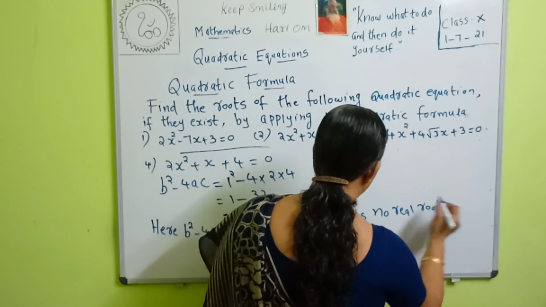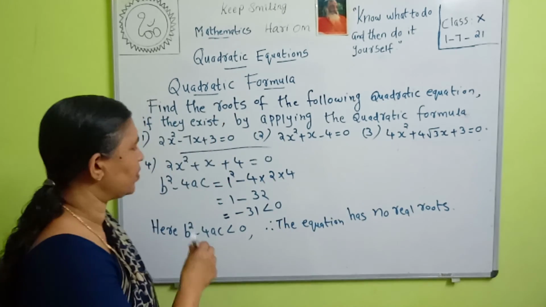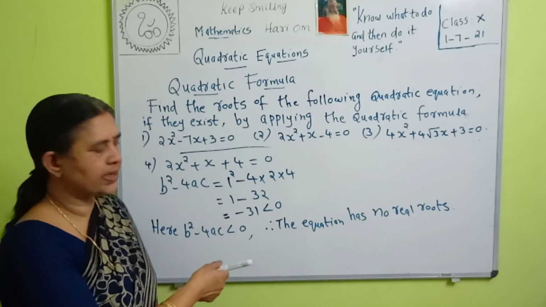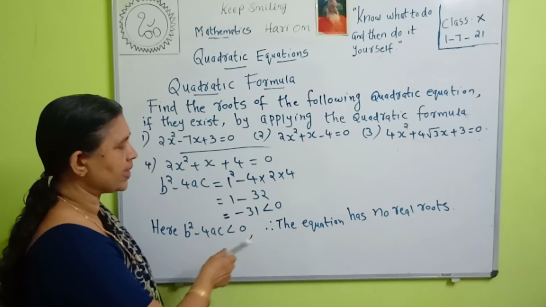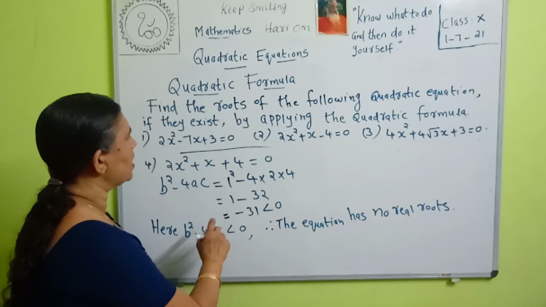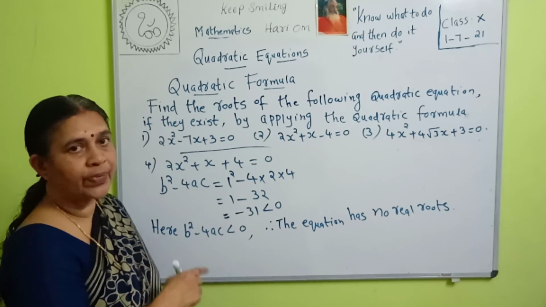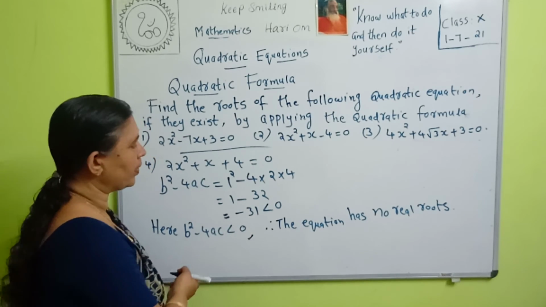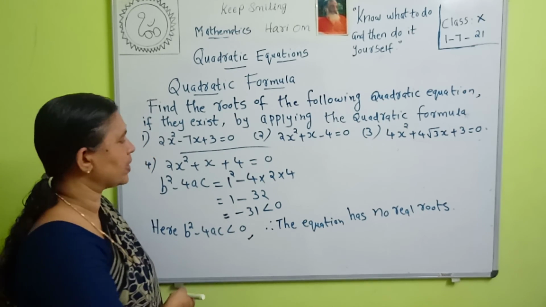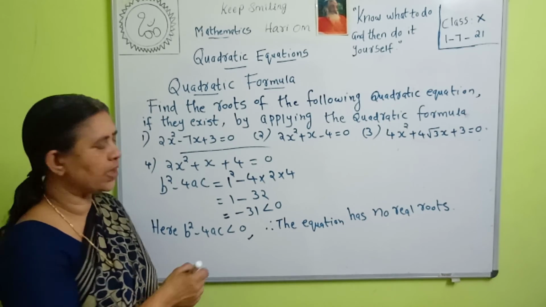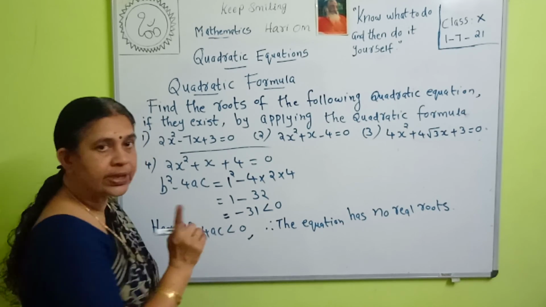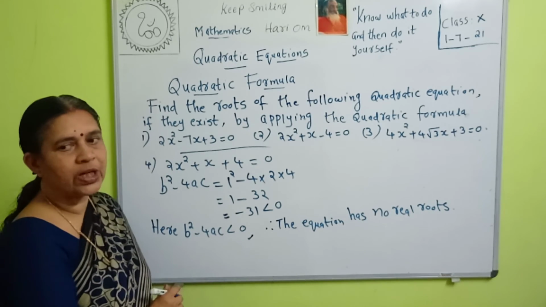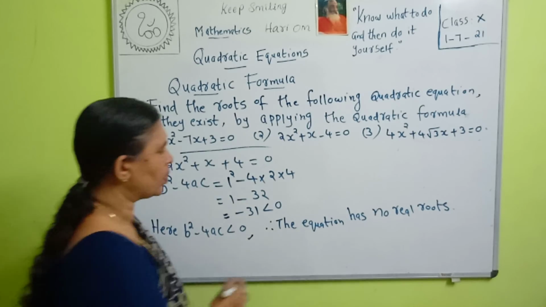So if you are given a question like this, first you find b square minus 4ac. If b square minus 4ac is less than 0, then you write the equation has no real roots. If b square minus 4ac is greater than 0, then the equation has two distinct roots. And if b square minus 4ac is equal to 0, the equation has two equal roots. But here b square minus 4ac is less than 0. Therefore, the equation has no real roots.